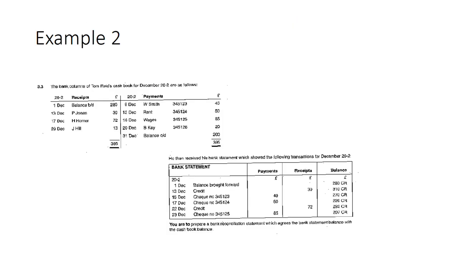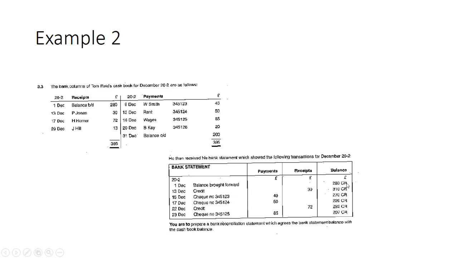So what I'm going to do now is the examples in the Bookkeeping Controls tutorial book. This one is 3.3 on page 38. It's about Tom Reed's cash book, and here we have our cash book here, and here we have our bank statement. It's quite nice in terms of they told us about payments and receipts, and then we've got this balance figure here again. We've got this balance set out.